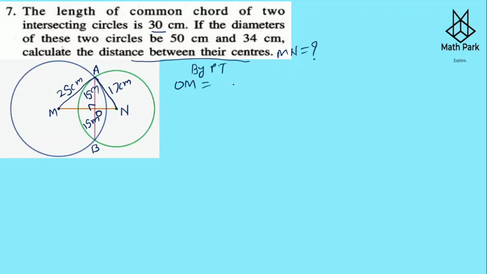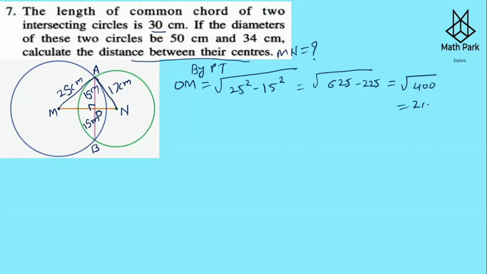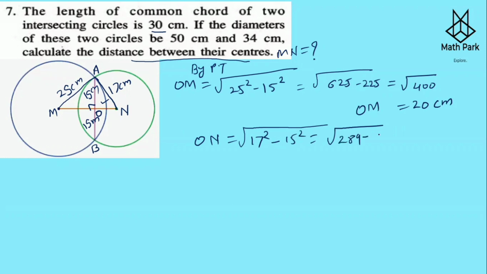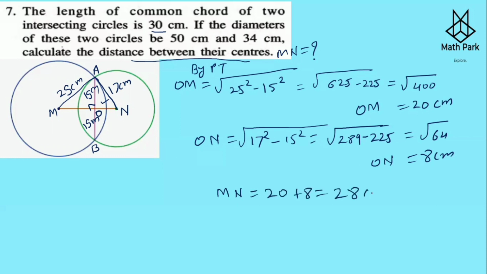By Pythagoras theorem, let us find OM, which is root of 25 square minus 15 square. 25 square is 625. 15 square is 225. 625 minus 225 is 400, and root of 400 is 20 centimeters, so OM is 20. Now let us find ON. So ON is equal to, we use this right triangle now, root of AN square, that is 17 square, minus AO square, which is 15 square. 17 square is 289 minus 225, which is root of 64, and root of 64 is 8 centimeters, so ON is 8. And the distance between their centers MN is nothing but OM plus ON, that is 20 plus 8, which is equal to 28 centimeters. Got it?